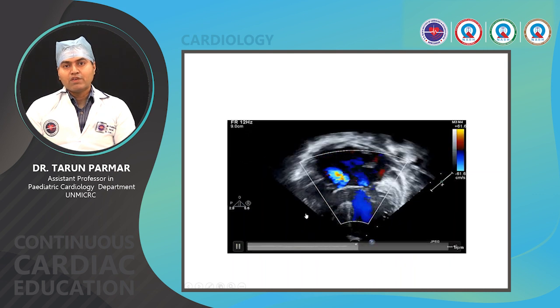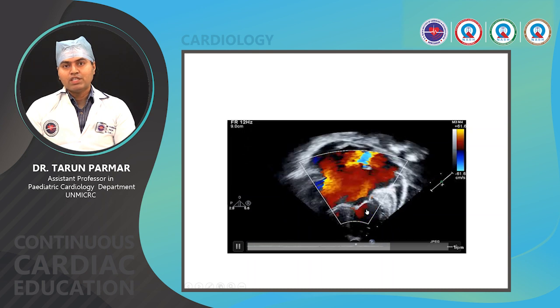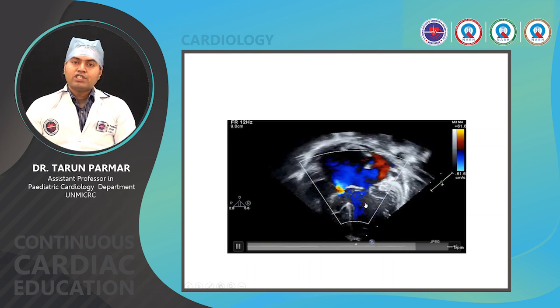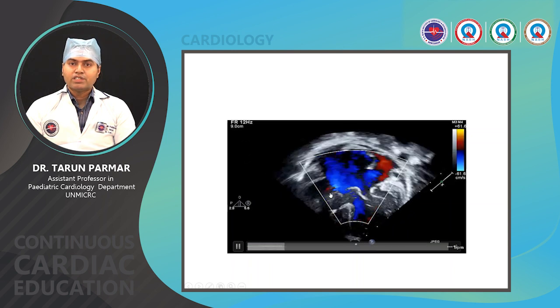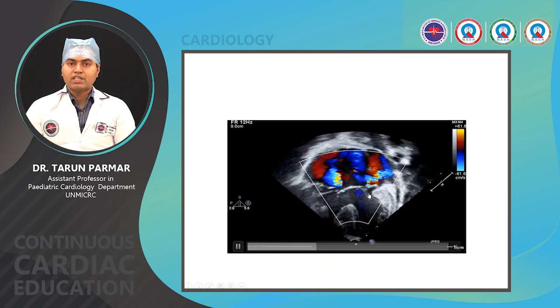The same apical 4-chamber view with Doppler interrogation, you can see the multiple regurgitation. There is a moderate left AV valve regurgitation, there is moderate right AV valve regurgitation. Here you can clearly see 2 jets are there.